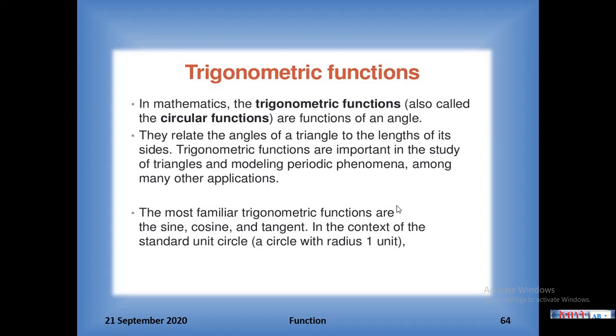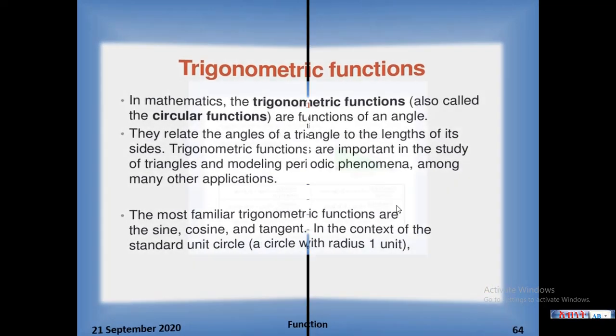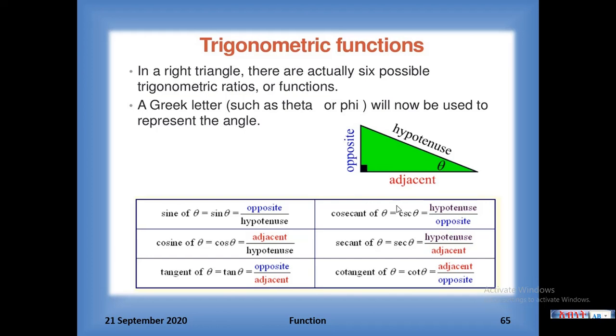So the most familiar trigonometric functions are sine, cosine, and tangent, and they have reciprocal functions. The trigonometric function in a right triangle, there are exactly 6 possible trigonometric ratios or functions. A Greek letter such as theta or phi will now be used to represent the angle. Assume this is theta. So sine theta is equal to opposite over hypotenuse. And cosine, tangent, I think you are familiar with those.